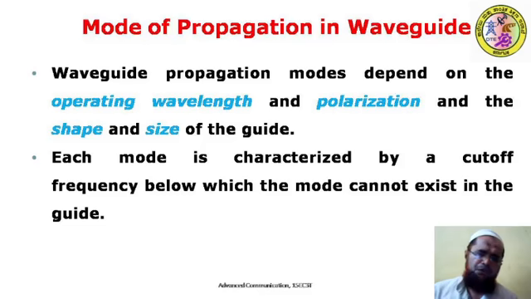Now, each mode is characterized by a cutoff frequency below which the mode cannot exist in the waveguide. If you take any mode in the waveguide, each and every mode will have a minimum frequency, and that frequency we call the cutoff frequency. The wave propagation is there in the waveguide only after the cutoff frequency. You can't expect the wave propagation before the cutoff. So at least the waves should have the cutoff frequency and beyond. So that's why bandwidth is limited. We have a certain frequency band that can be transmitted over the waveguides. That is the important thing which we need to remember.